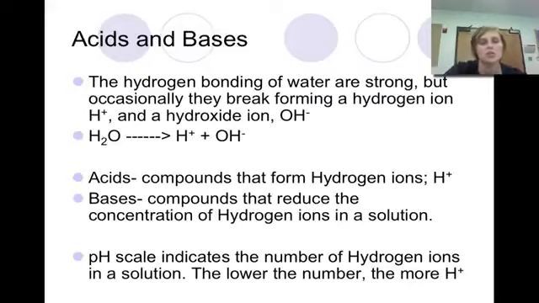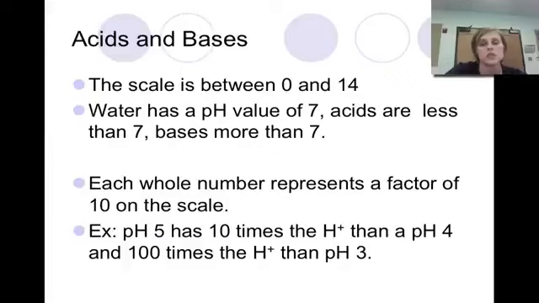And so you measure acids and bases on a pH scale, and that indicates the number of hydrogen ions in the solution. So the lower the number, the more H pluses you have. The scale is 0 to 14, where water has a pH of 7, right in the middle, and acids are less than 7, and bases are more than 7. Each whole number represents a factor of 10 on the scale. So a pH of 4 has 10 times the hydrogen ions of pH 5, and 100 times the hydrogen ions of pH 6, 10 times every time.